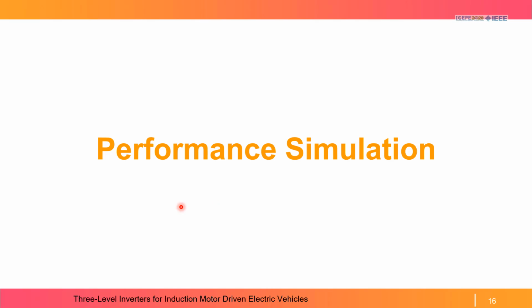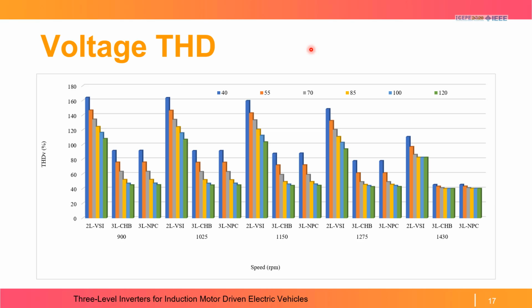Now I will discuss the performance simulation results. Here the different torques given are 40%, 55%, 70%, 85%, 100%, and 120% in the case of overloading. And these are the results at 900 rpm, 1025 rpm, 1150 rpm, 1275 rpm, and 1430 rpm.